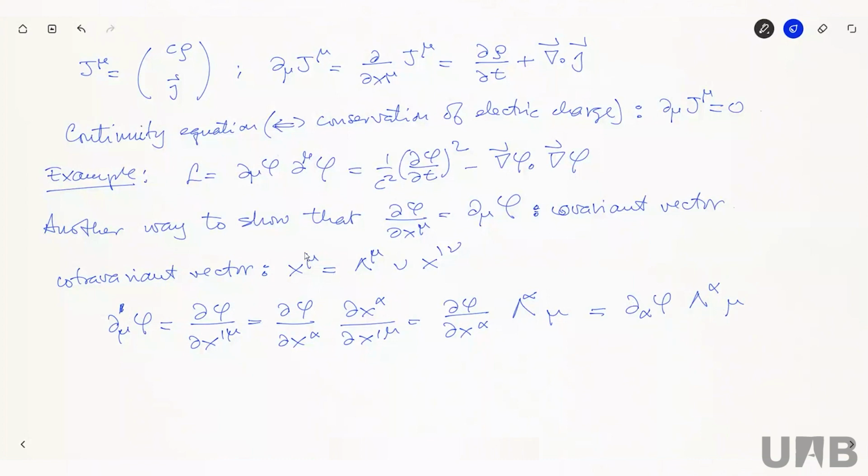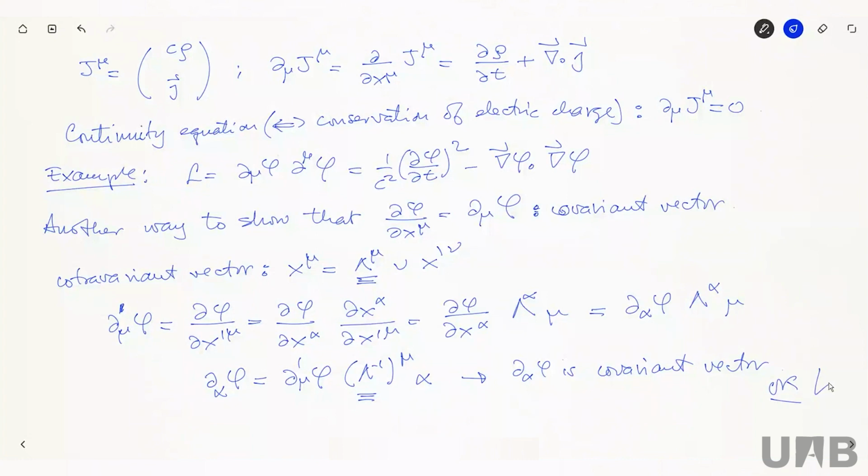So that means that in order to compare with this, I have to invert, right? So that means that d alpha phi is going to be d prime mu phi times lambda minus 1 contracted, mu alpha. So if this guy transforms like lambda and this guy transforms like lambda minus 1, this shows that d alpha is covariant, is a covariant vector. Okay, so again, we find the same, okay?